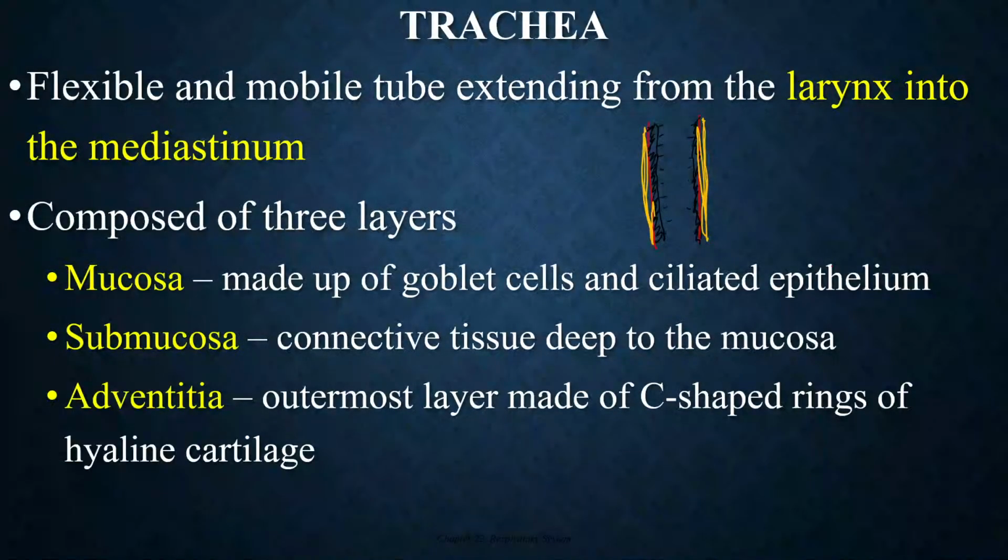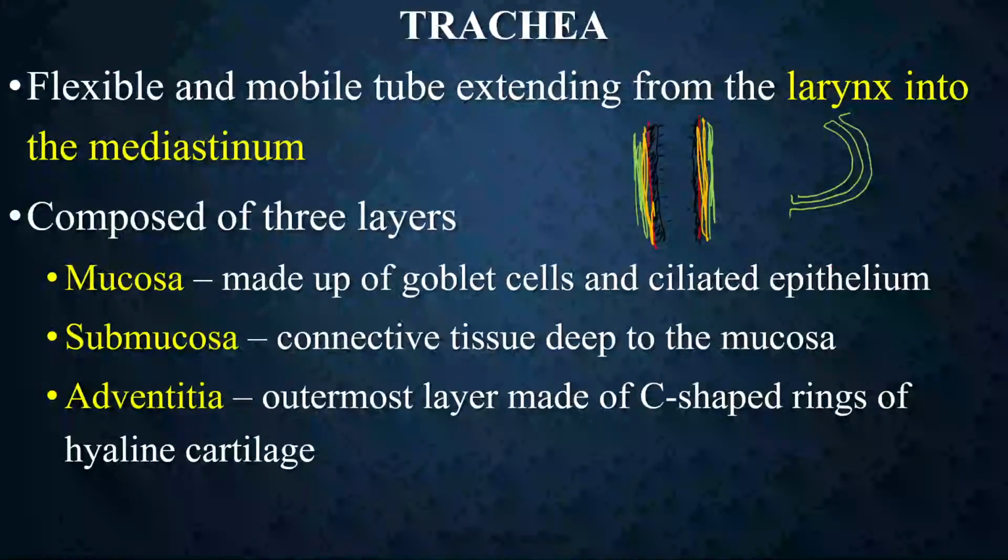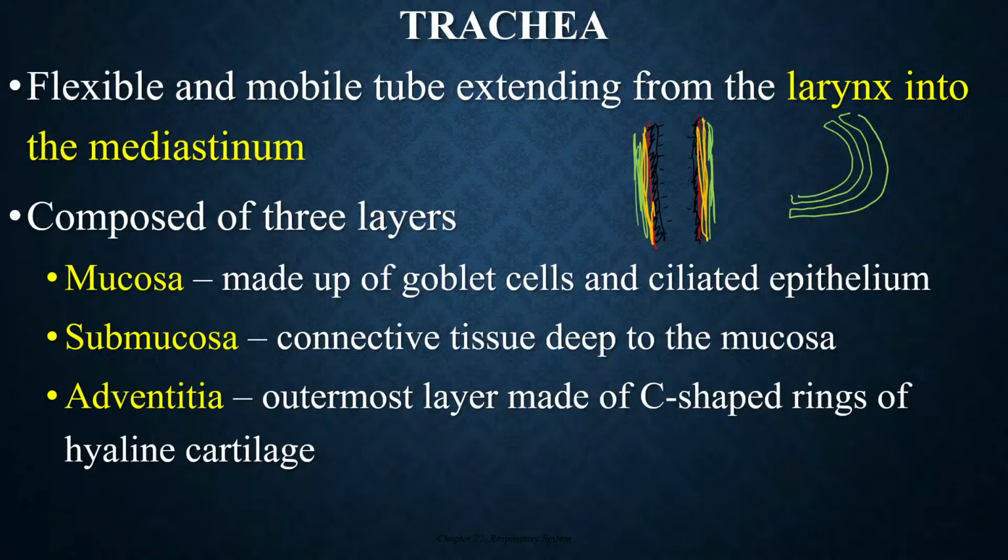Let's see if green will work. So the outermost layer is the adventitia, which is made up of C-shaped rings. That's why you'll see the trachea with C-shaped rings that way. That outermost layer has C-shaped rings that help keep the trachea rigid. It helps keep the trachea rigid and in good shape. It holds the trachea in good shape.